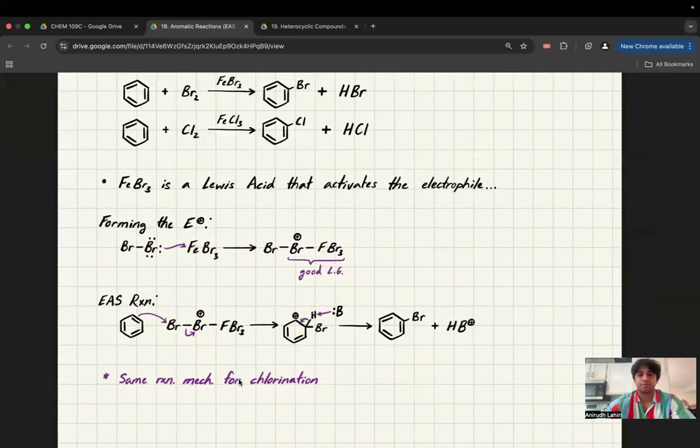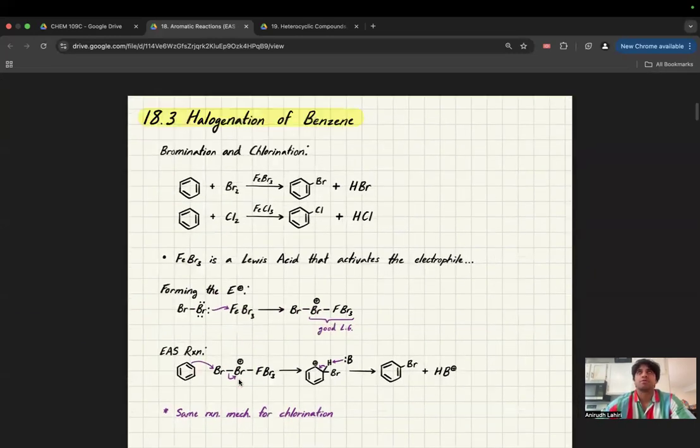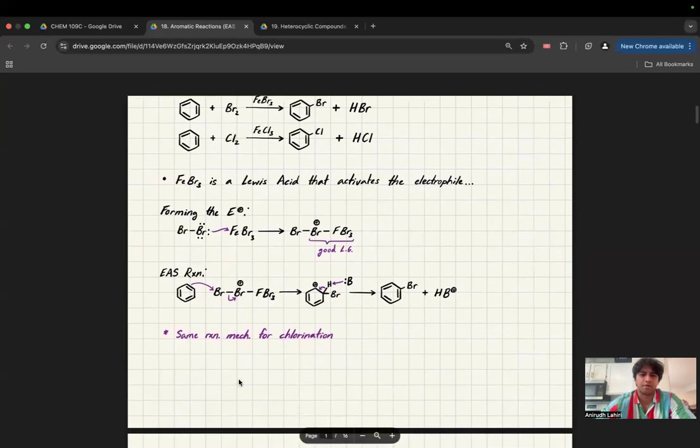Exact same reaction mechanism for chlorination. And you'll find throughout this chapter, we'll be going through the same general mechanism of generation of an electrophile, attachment of the electrophile, and restoration of aromaticity. There's nuance here and there, but it's approximately always around that vibe.